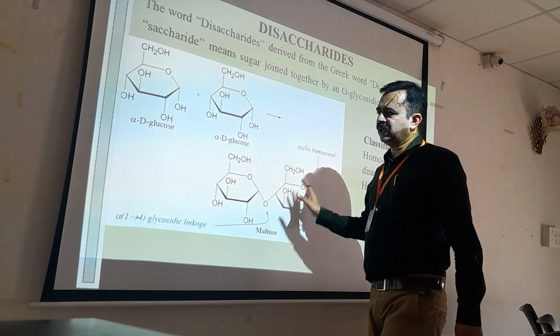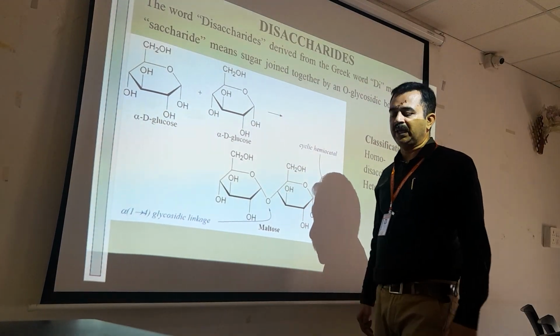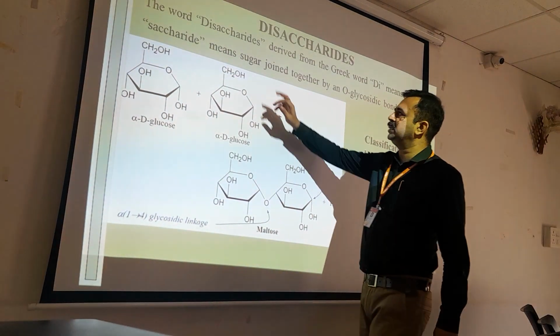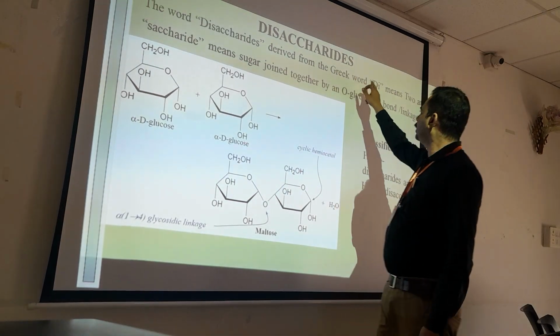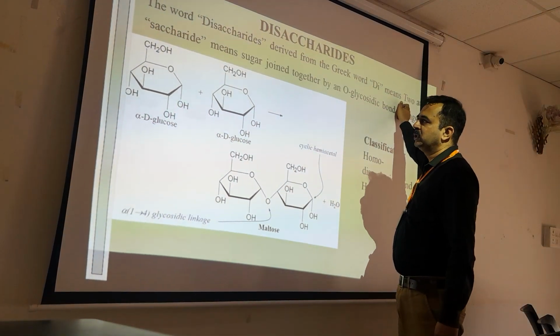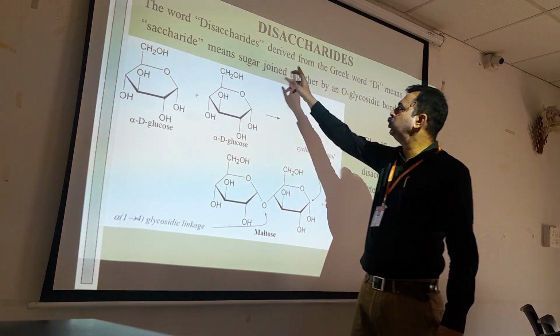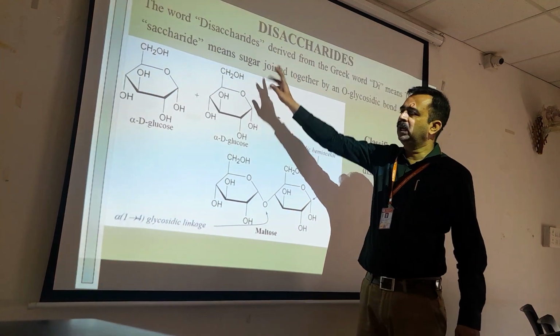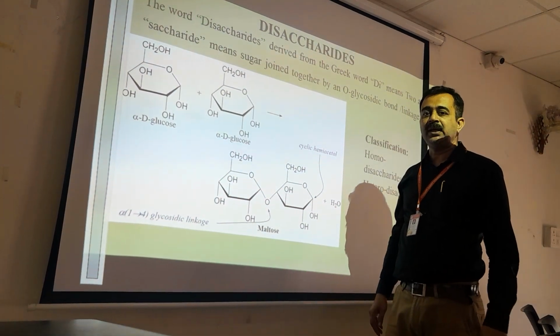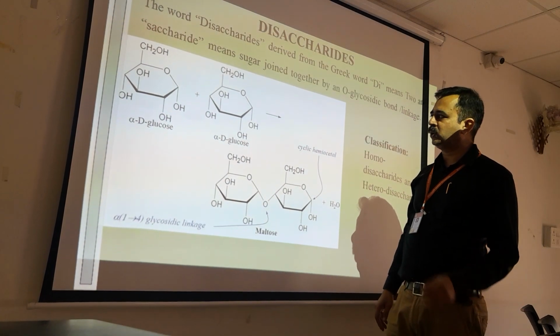So in terms of monosaccharides we have seen this particular part. Now come to the disaccharide part. What does the word disaccharide mean? The word disaccharide is derived from the Greek word di, which means two, and saccharide means sugar. When two sugars are joined to each other, it is called a disaccharide.